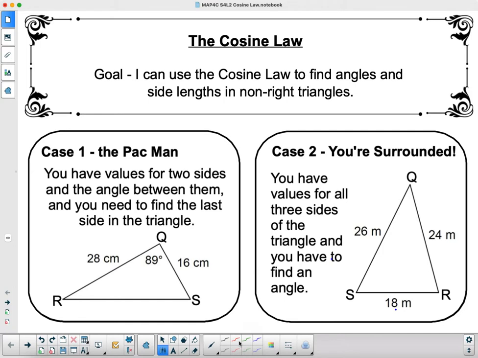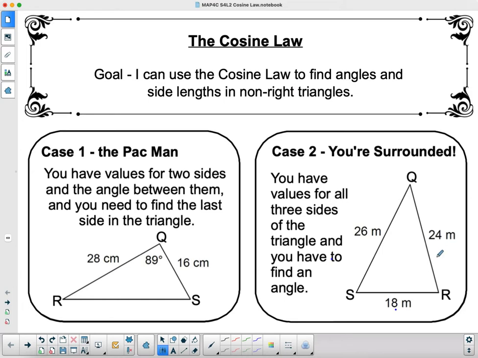So, the same as with sine law, this is used for non-right triangles, although you can use it in a right triangle. It's just that it's significantly more complicated than SOHCAHTOA. So our goal today: I can use the cosine law to find angles and side lengths in non-right triangles.